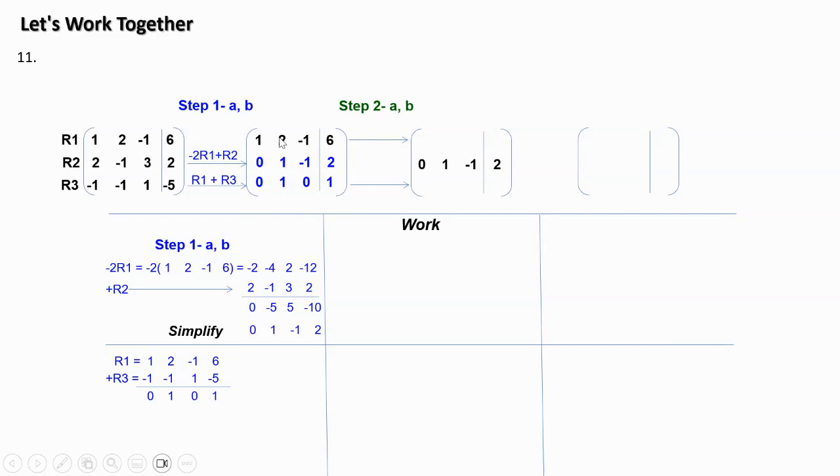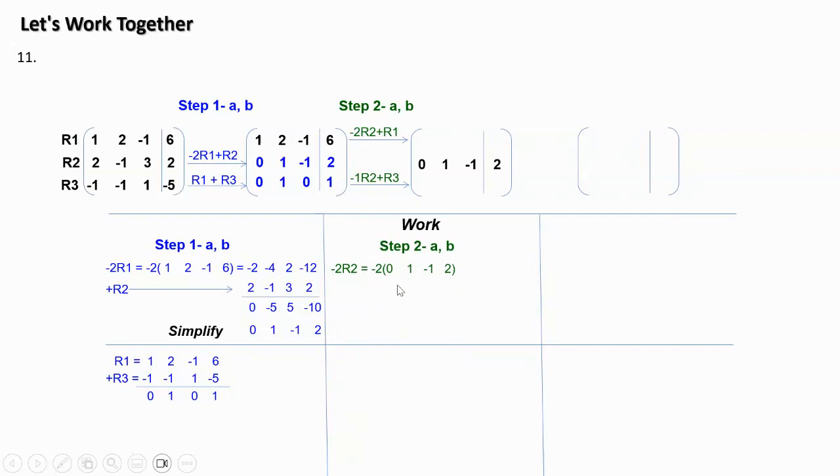So to eliminate the 2 on row 1, I'm going to multiply row 2 by negative 2 and add it to row 1. And if we notice, these two are positive. So to eliminate the 1 on row 3, column 2, I need to multiply negative 1 times row 2 and add it to row 3. That works.